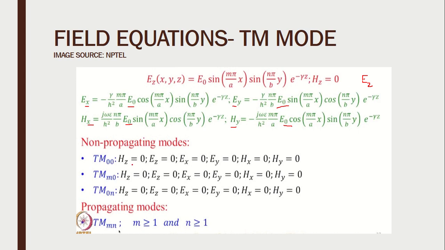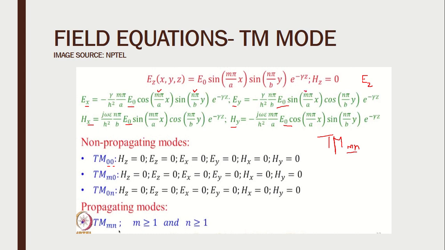Now we need to distinguish between the non-propagating modes and the propagating modes. So now we know that a TM mode is represented as TM with the subscript M N. Now we're going to substitute various values for M and N and we will see what happens to the four field equations. So first let us take M equal to 0, N equal to 0. When we substitute M to be 0 here, cos 0 becomes 1, but sin 0 becomes 0. So the total equation goes to 0.